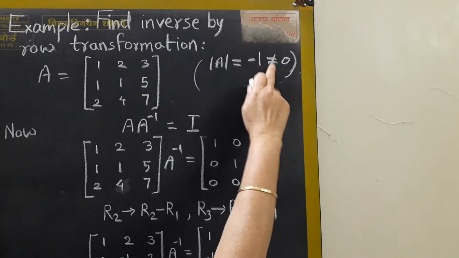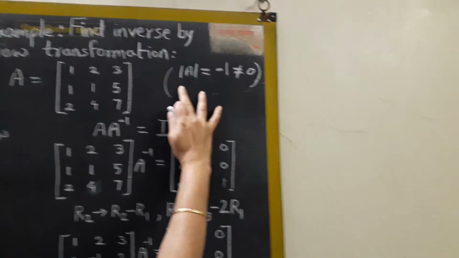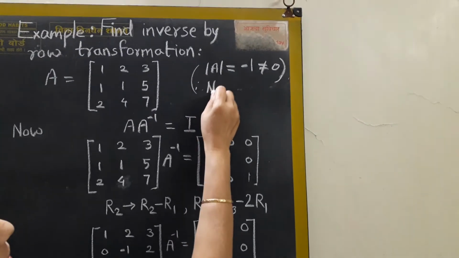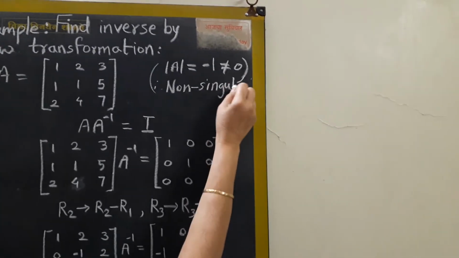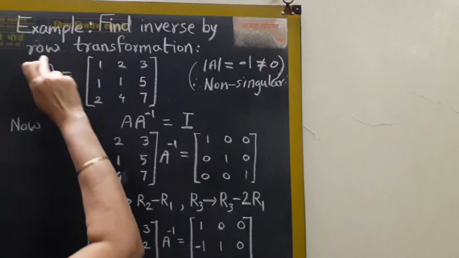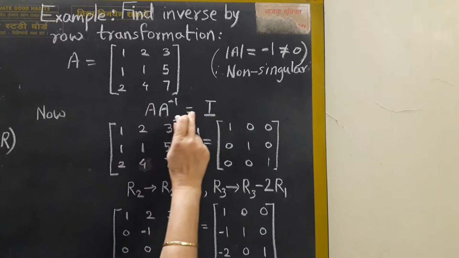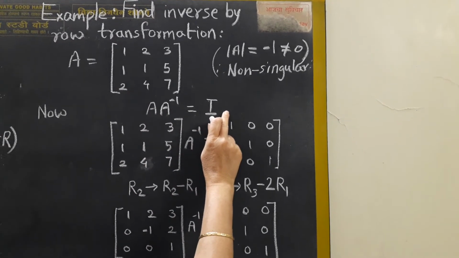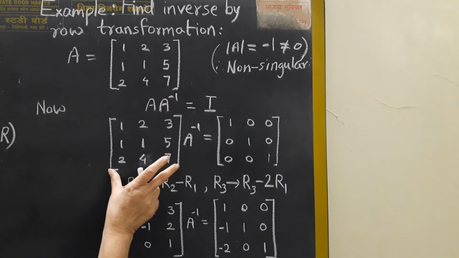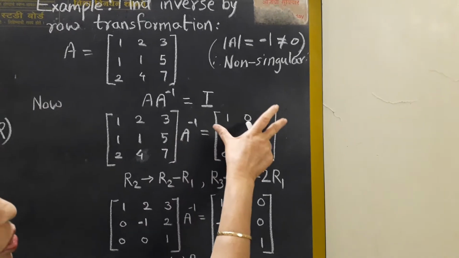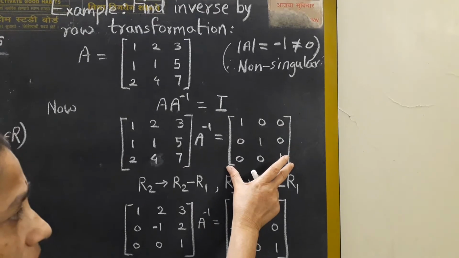So we know this is a non-singular matrix, so I should write that it is non-singular. Now we start. Since we want to apply row transformations, we consider A into A inverse equals I. Here we know the value of I, so we substitute the identity matrix; since it is a 3 by 3, we consider the 3 by 3 identity matrix here.